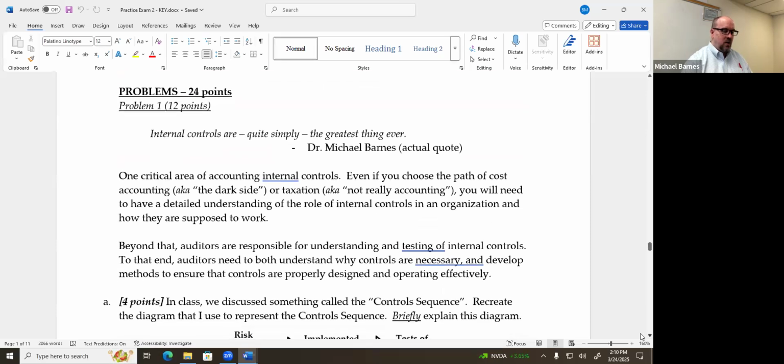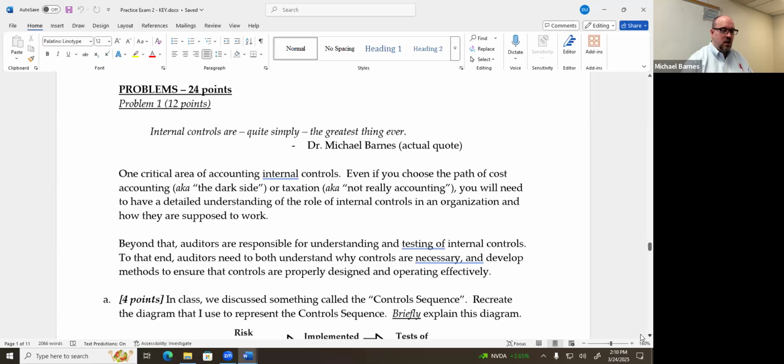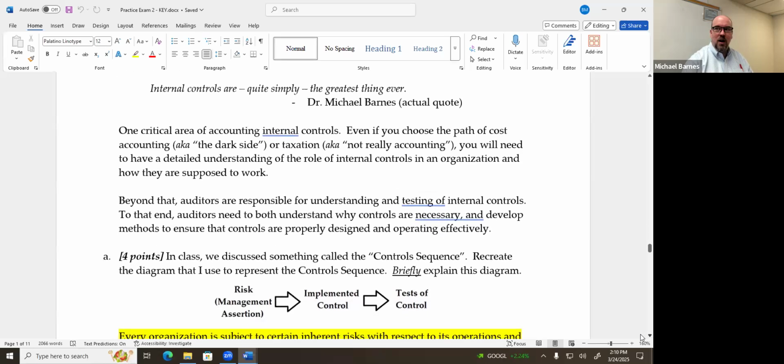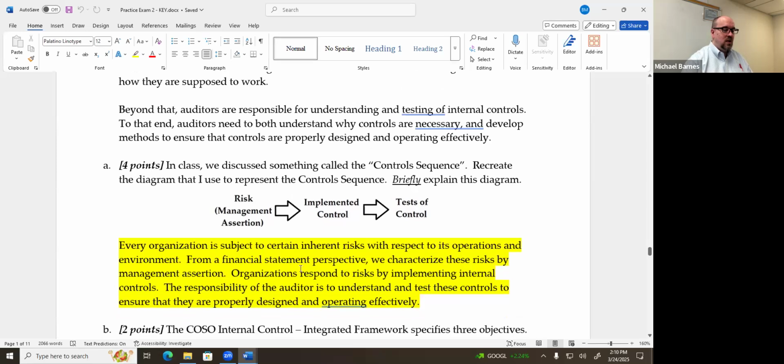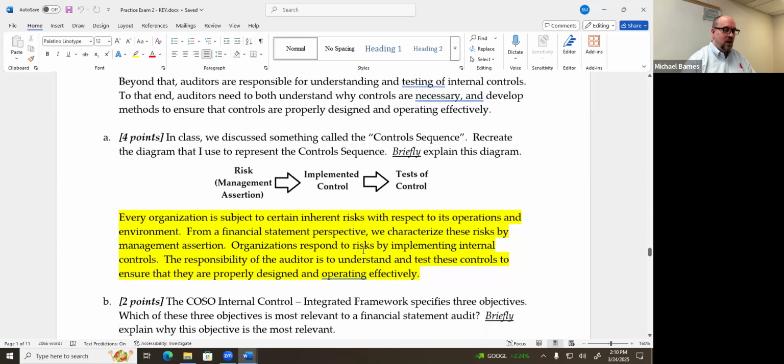Okay, we discussed something called the control sequence. Recreate the diagram that you use to create the control sequence. Now I'm going to assume that your diagram is not nearly as cool as my diagram right here, because again, that's a work of art. But if you had something that looked like this, then you got that correct. What does it mean? It's basically that every organization is subject to certain inherent risks. If we identify the risks, we as auditors characterize these risks as management assertions. We want to make sure we have controls that address these risks and assertions, and we want to make sure that we implement tests of controls to test these controls, okay? So this is a client responsibility, this is an auditor responsibility, but they all relate to one another, okay?